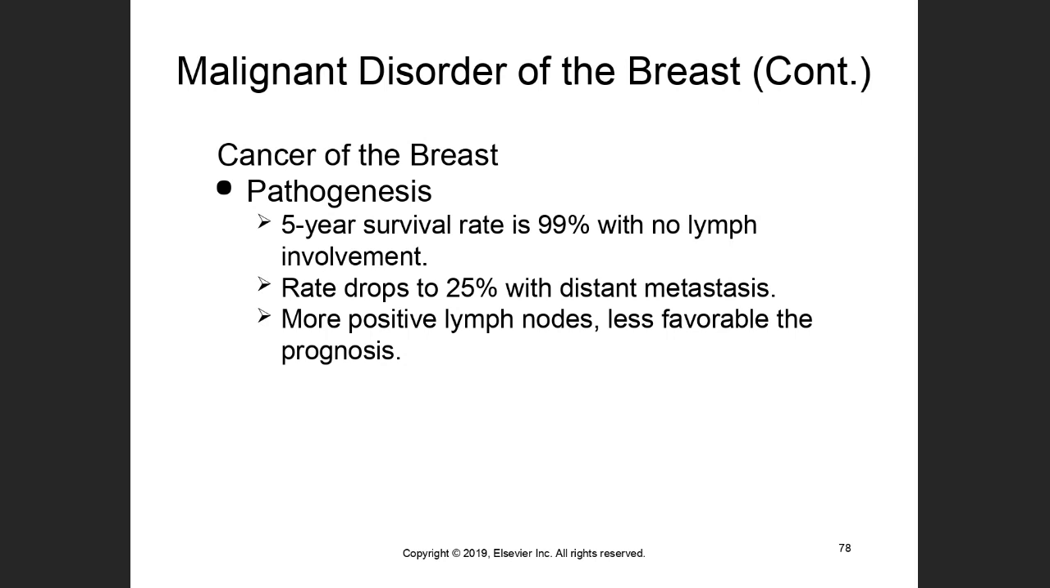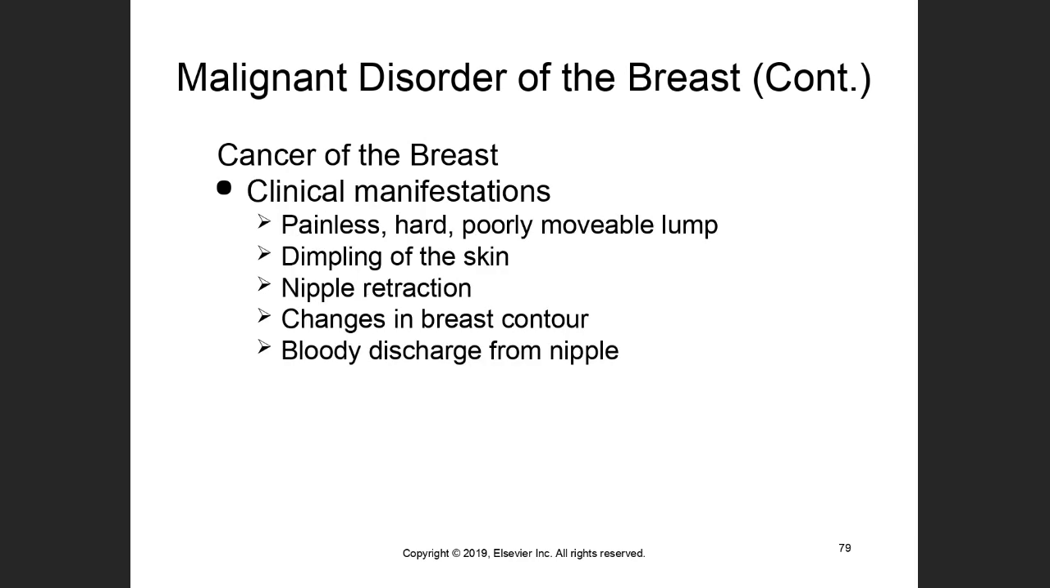Pathogenesis: the 5-year survival rate is 95% with no lymph nodes involved. The rate drops to 25% with distant metastasis. The more positive lymph nodes, the less favorable the prognosis. Clinical manifestations are a painless, hard, poorly mobile lump, dimpling of the skin, nipple retraction, change in breast contour, and bloody discharge from the nipple. You have to be very careful because this is extremely related with intraductal papilloma.